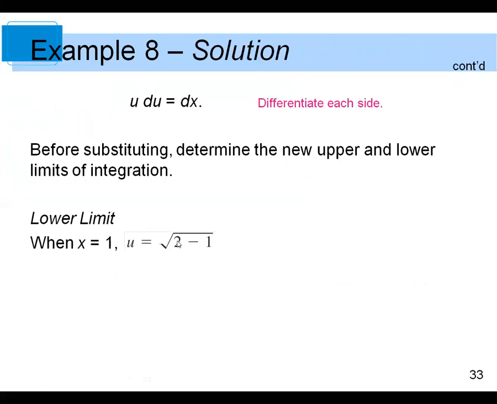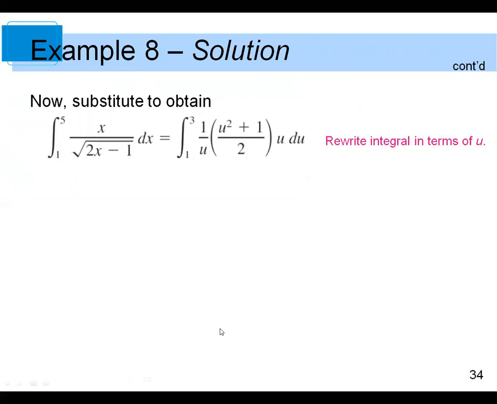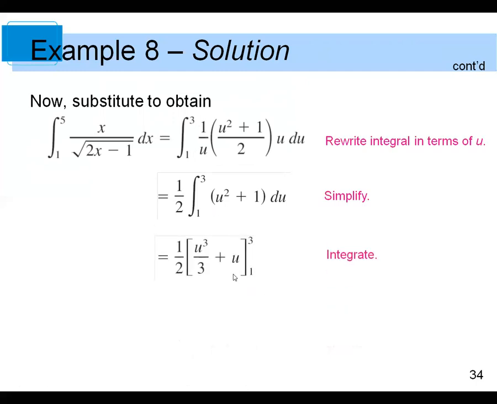Before substituting, determine the new upper and lower limits of integration. When x is 1, u is the square root of 2 minus 1, or 1. When x is 5, u is the square root of 10 minus 1, or 3. So this integral becomes the integral from 1 to 3 of 1 over u times u squared plus 1 over 2 times u. Notice this u and the 1 over u will simplify. And then you can factor the 1/2 out. Then you just have the integral from 1 to 3 of u squared plus 1. Anti-differentiate. Don't forget to multiply by your factor of half there. Plug in 3 and 1 and subtract, and you get 16/3. Okay?